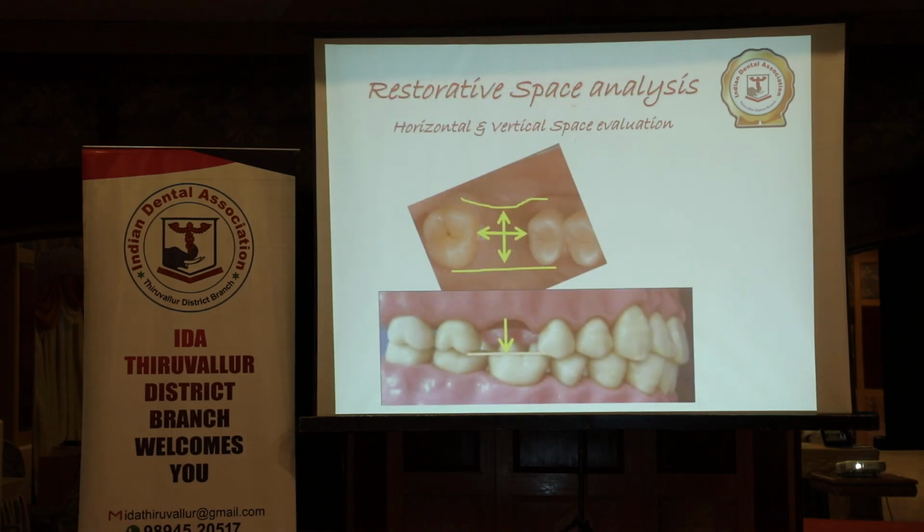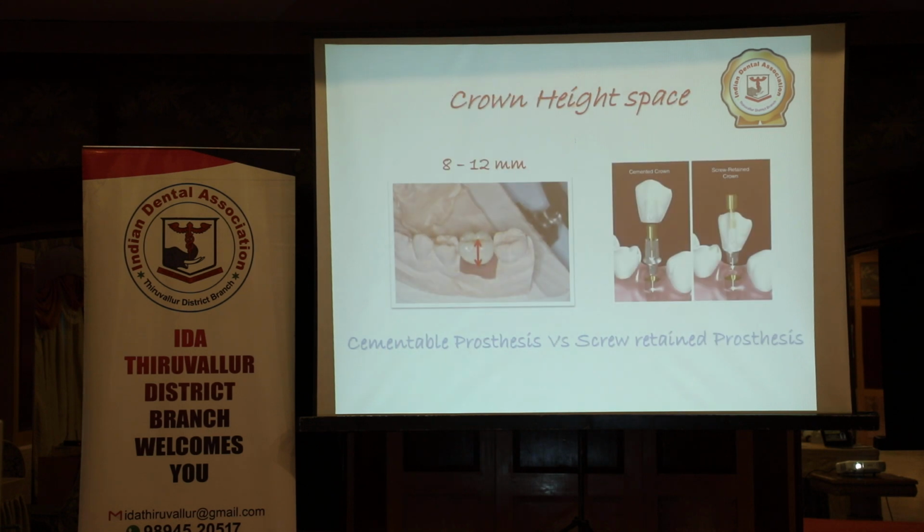So again, the restorative space analysis, which we have discussed before, the buccal-distal evaluation as well as the apico-coronal evaluation. This evaluation is very important because it decides what kind of prosthesis you are going to go for. Either it's going to be a screw retained prosthesis or a cement retained prosthesis. See, restorative space should be at least 8 to 12 mm. The minimum we will have is 5 mm.